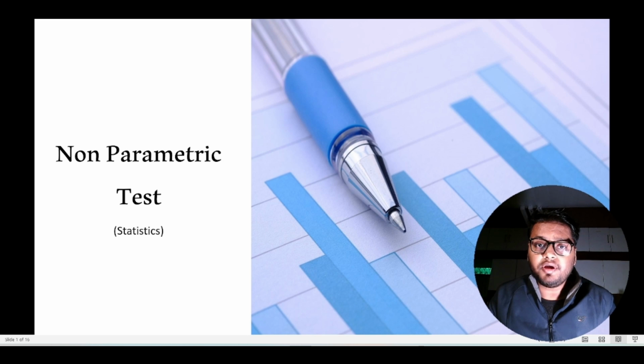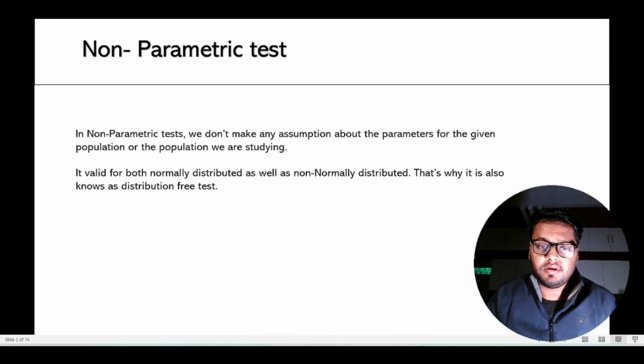Let us talk about non-parametric tests. In a non-parametric test, we don't make any assumptions about the parameters for the given population. If you remember, in the parametric test, we make assumptions about the parameters, like the data should be normally distributed. Whereas the non-parametric test is applicable for both types of data, whether the data is normally distributed or non-normally distributed. That's why this test is also called a distribution-free test.